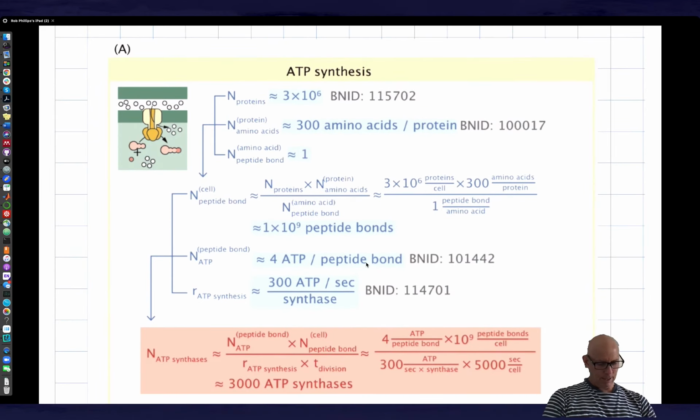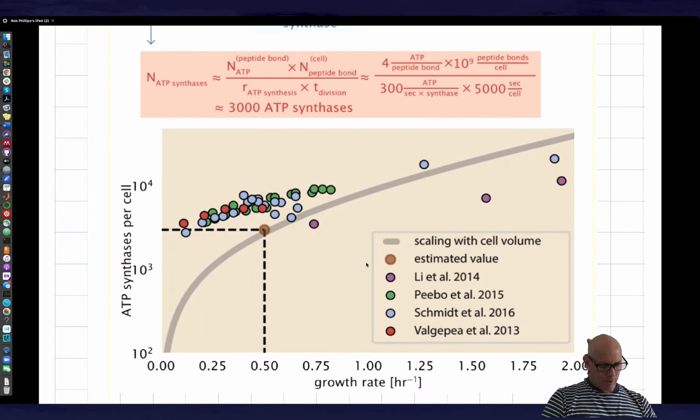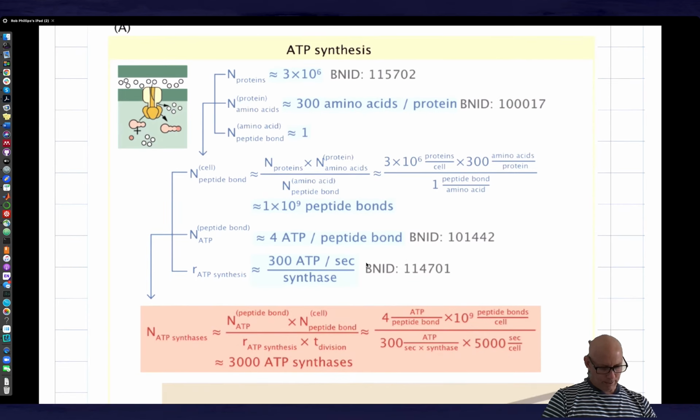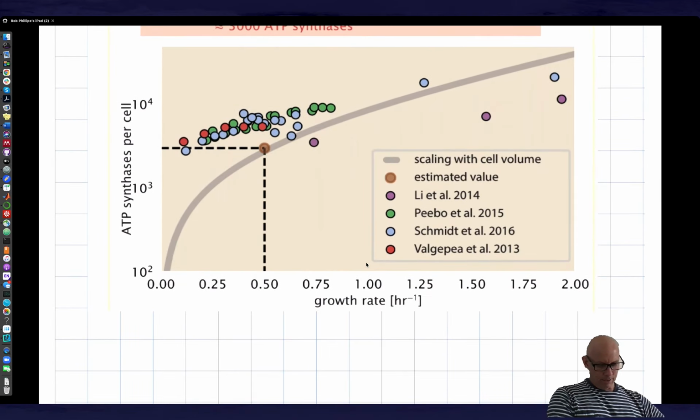So let's see now how this jibes with what was in our recent paper, which you can find on the archive by Griffin Chure and Nathan Beliveau. They did the estimate for 5,000 seconds, as you can see down here at the bottom right of this little pink box. Here the brown dot at 0.5 growth rate per hour is their estimate, which they said was on the order of 3,000, and we found on the order of 4,000.